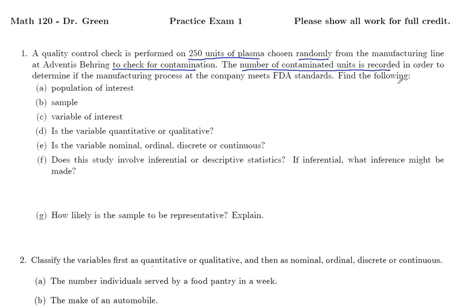In order to determine, so those two words are telling you using inferential statistics, so to determine if the manufacturing process at the company meets FDA standards.